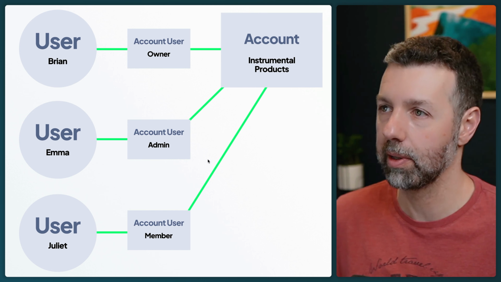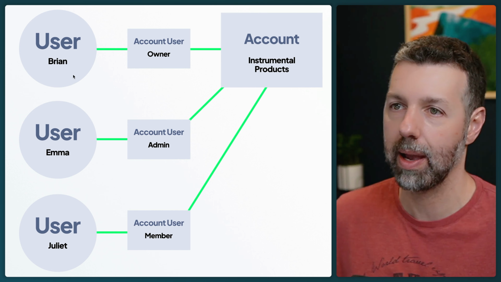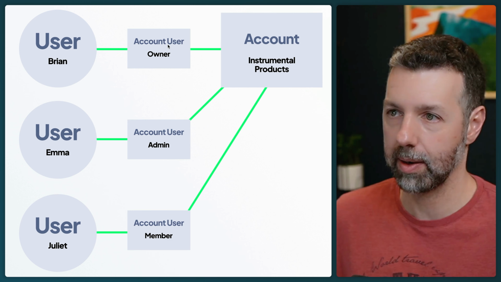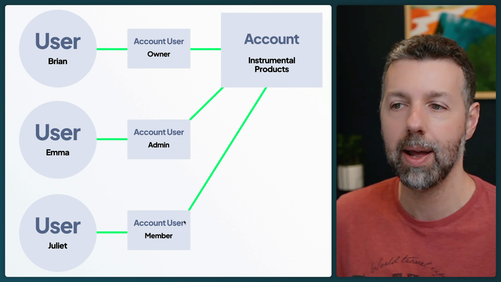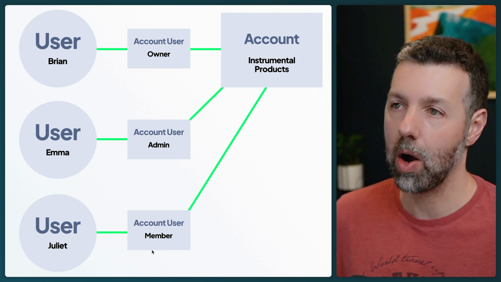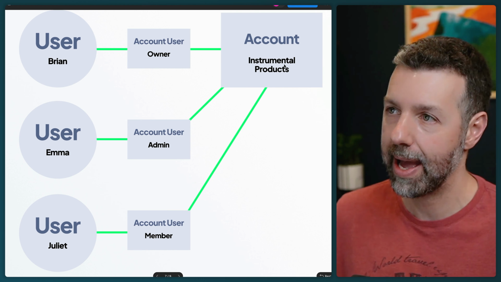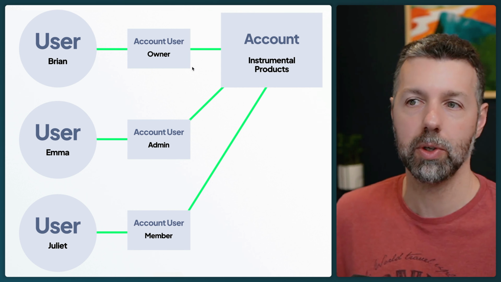And that too can belong to the same account. So here we have 3 users. These are 3 different people, 3 account user records. So each user has their own account user record, and all of these belong to the single account. And that's how an account can have multiple users in it.